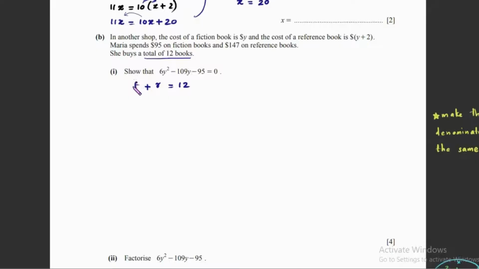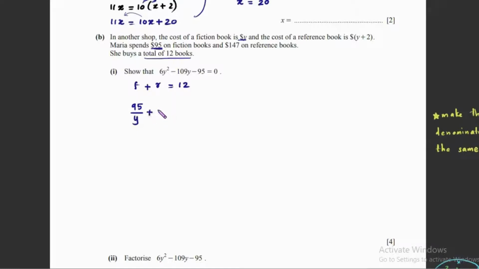Now, to calculate the number of fiction books, we know how much she spends on fiction books, which is $95. And the price of one fiction book is $y, which means the total amount that she spent, which is 95, if we divide that by the price of one fiction book, which is $y, will give us the total number of fiction books she buys.